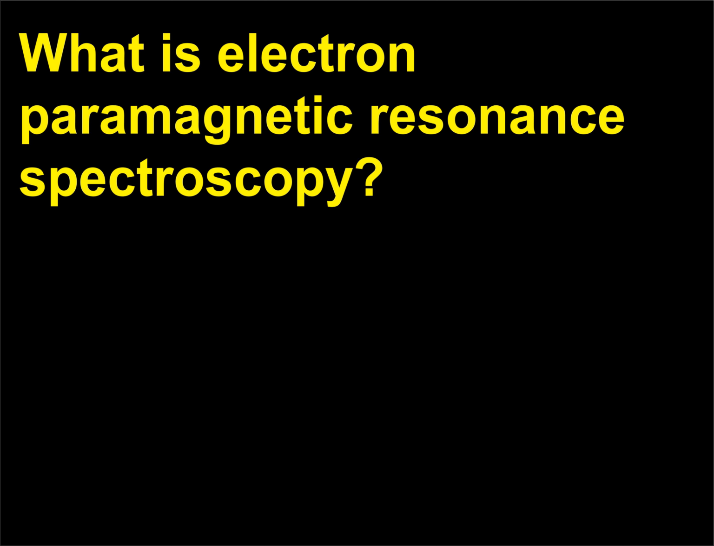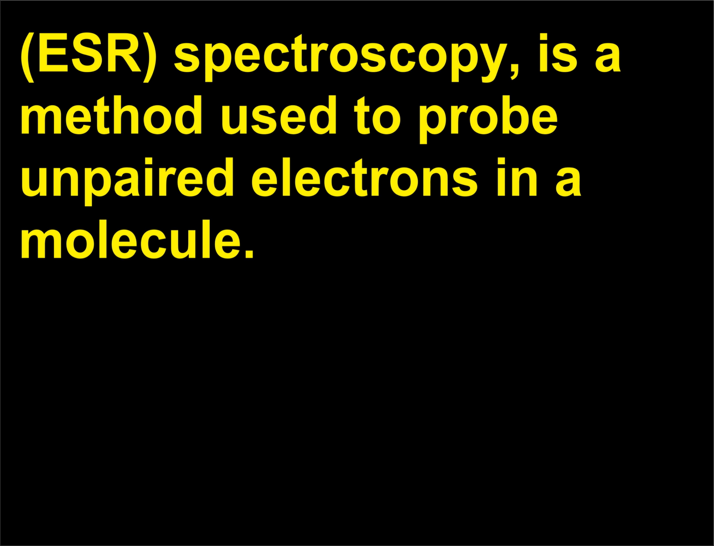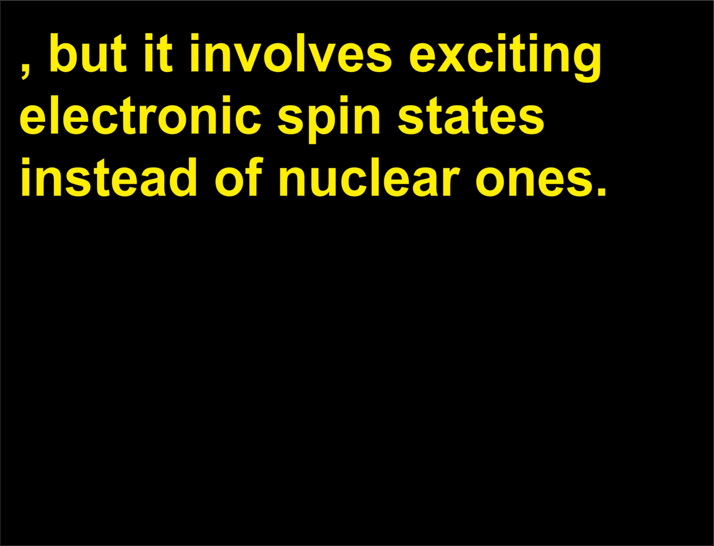What is electron paramagnetic resonance spectroscopy? Electron paramagnetic resonance, EPR, spectroscopy, also known as electron spin resonance, ESR, spectroscopy, is a method used to probe unpaired electrons in a molecule. This method is fairly similar to nuclear magnetic resonance, NMR, see the modern chemical lab, but it involves exciting electronic spin states instead of nuclear ones.